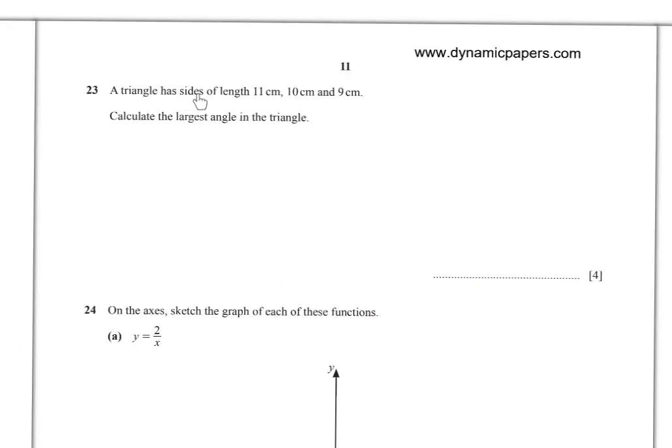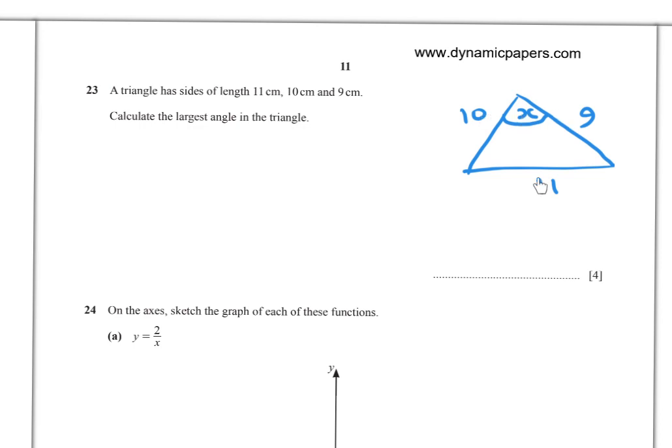23. A triangle has sides of length 11 centimeter, 10 centimeter, 9 centimeter. Calculate the largest angle in this triangle. How to find the largest angle? The angle opposite the largest side will be the largest. The largest angle is opposite to the largest side. So how to find this angle?